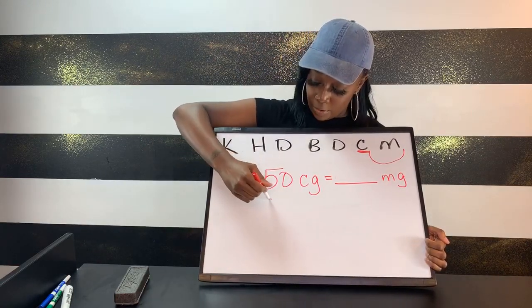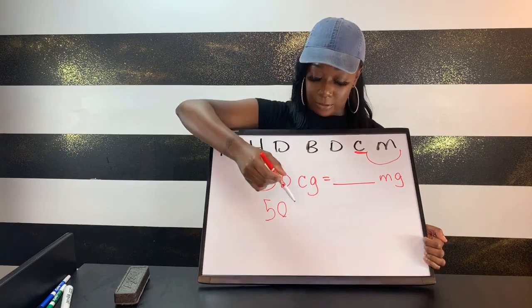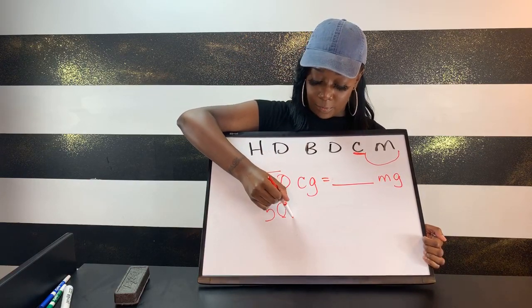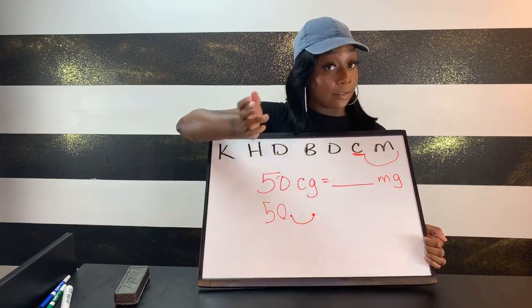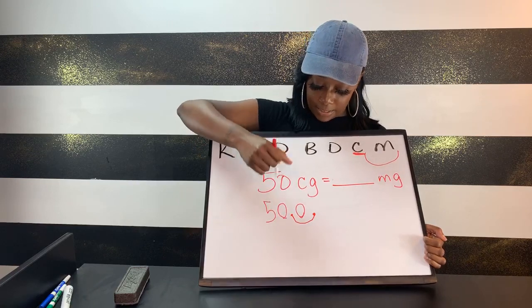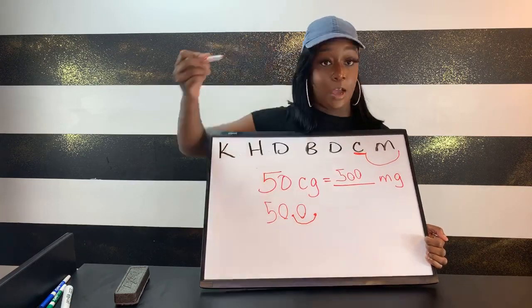If we're dealing with a whole number, is that a 5? Yep. We know that the decimal automatically goes at the back. So we go 1 place to the right. Empty scoop means we have to fill it with a what? A 0. So that means that 50 centigrams is the same thing as 500 milligrams.